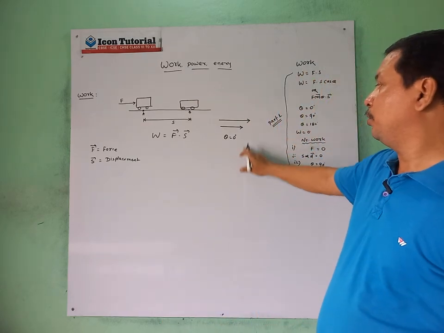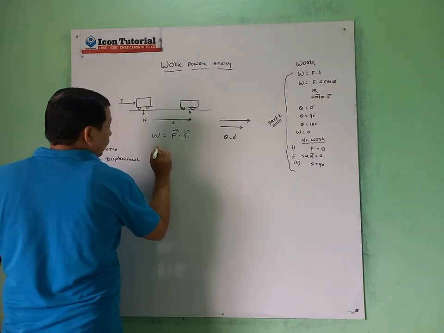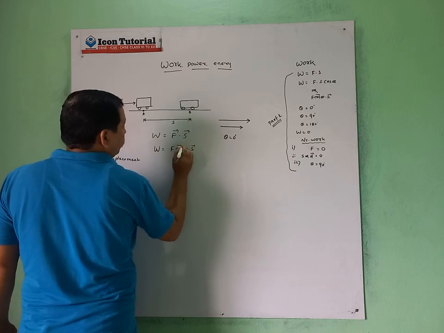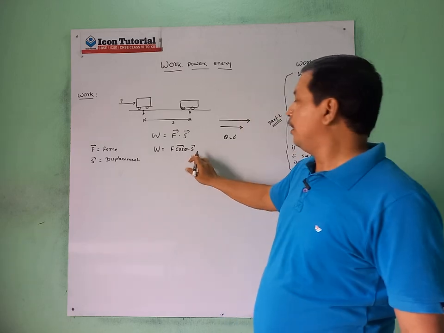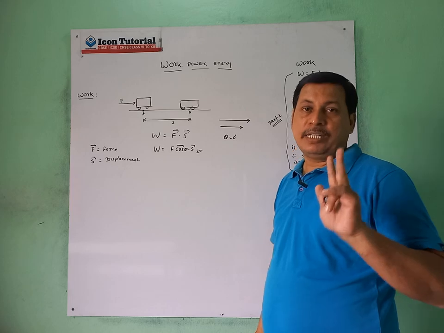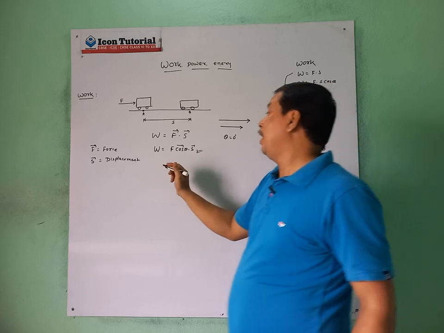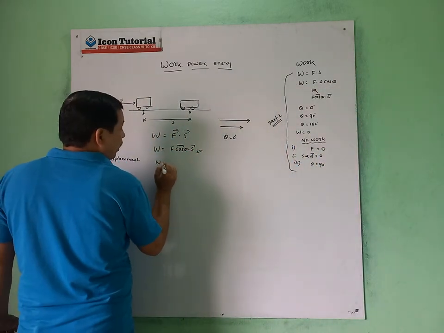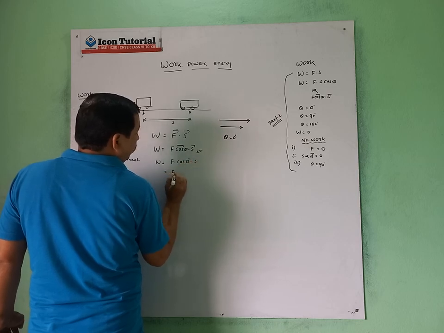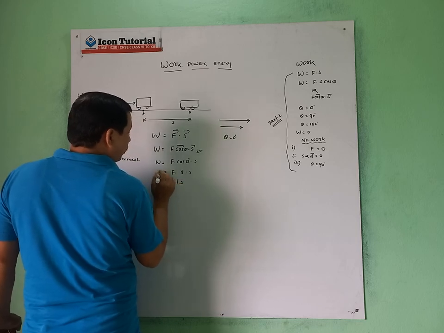When the angle between them is 0 degrees, then W is equal to F cos theta into S. For this angle theta there is a formula. Between two lines, there is an angle theta acting, so the force component is F cos theta. So F and cos 0 degrees into S. Cos 0 degrees is 1, so finally W is equal to Fs.